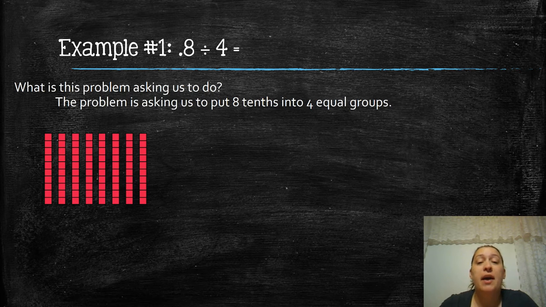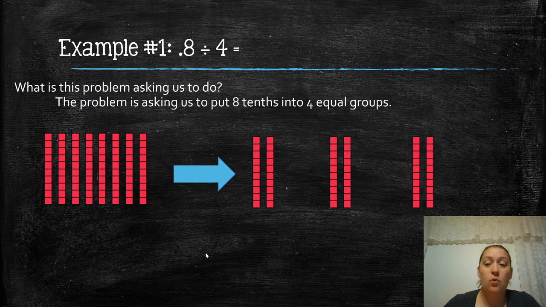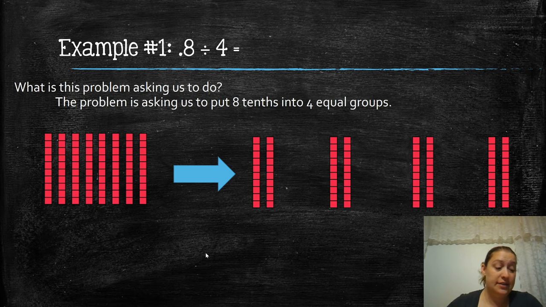I thought about this by thinking, what is 8 divided by 4? And I know that that is 2, so that tells me that 8 tenths divided by 4 is going to be 2 tenths. So I take my 8 tenths and I divide them into 4 equal groups. So 8 tenths divided by 4 equals 2 tenths. Pretty easy so far. Let's go to our next problem.